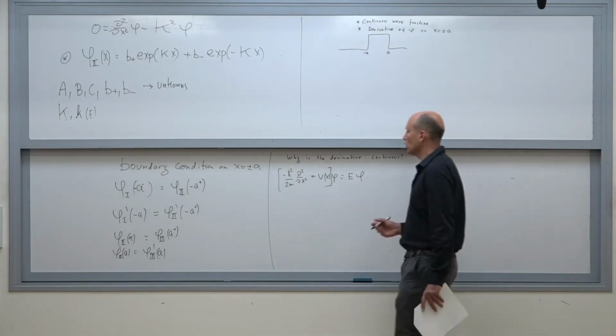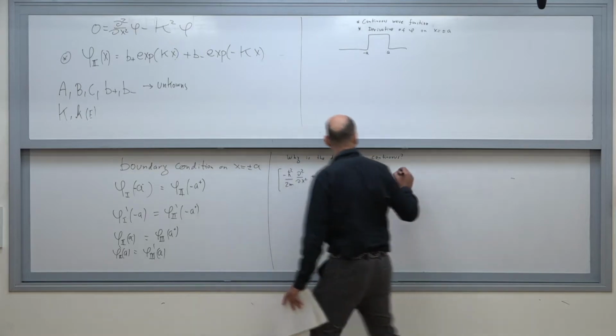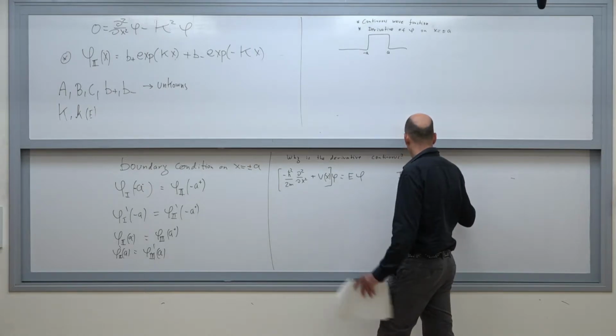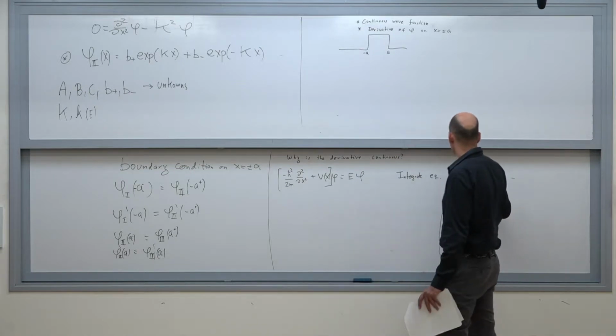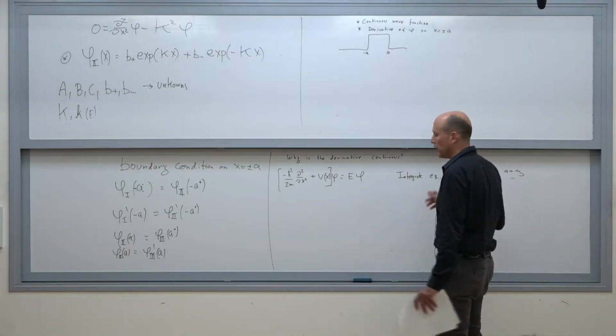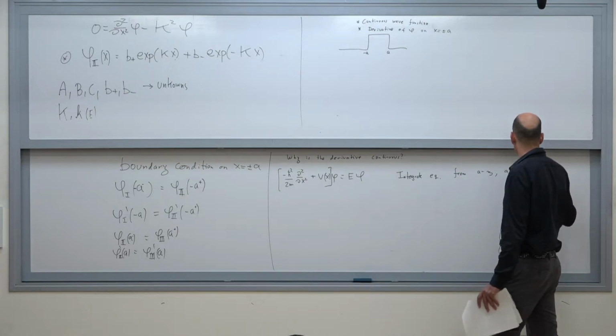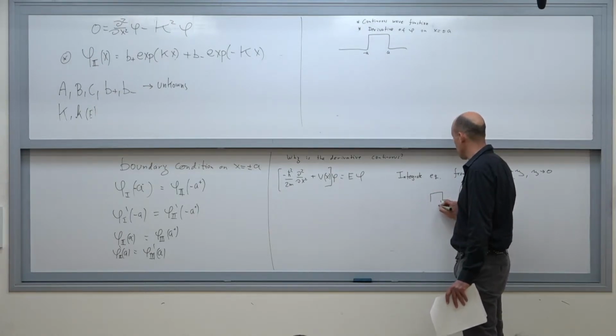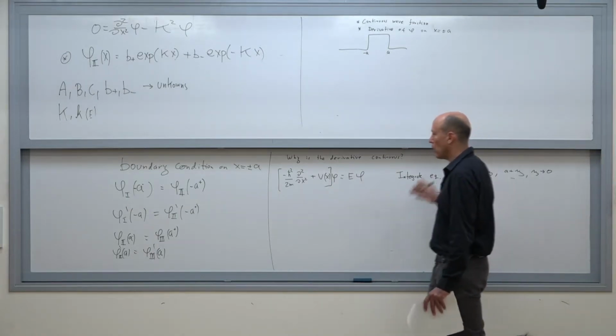Now, how will I look at the continuity? I'll integrate this equation from, let's say, a minus eta to a plus eta, and eta goes to 0. So I look at some small region. This is my a, and I integrate between these two points: this is a minus eta, this is a plus eta. I integrate in our problem, but this is general.